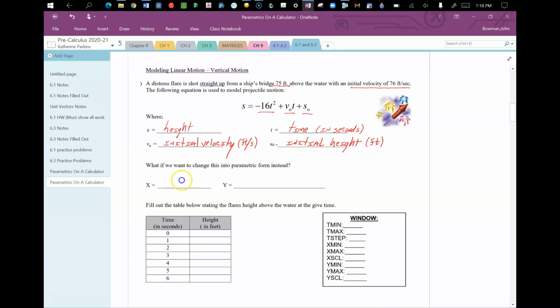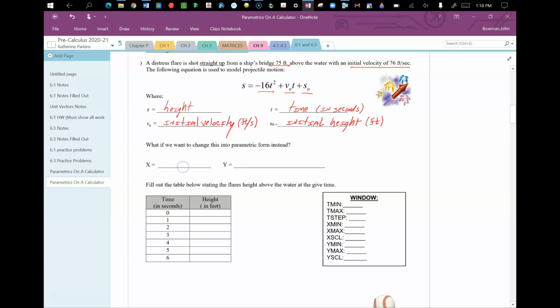So if we want to write these using parametric equations, so we can talk about the position of the object with respect to time, x is just going to be a constant, because if something is moving straight up and down, its x-coordinate is not changing. And y is going to be replaced by this equation, negative 16t squared plus v naught t plus s naught. And so what we're going to do is use our calculator to generate a table of values based on these parametric equations.